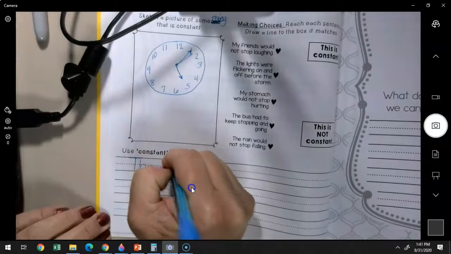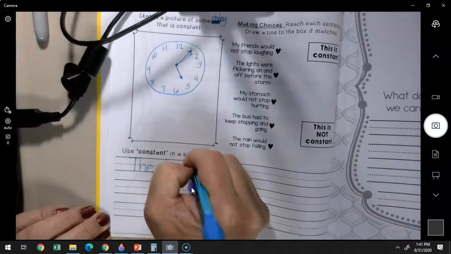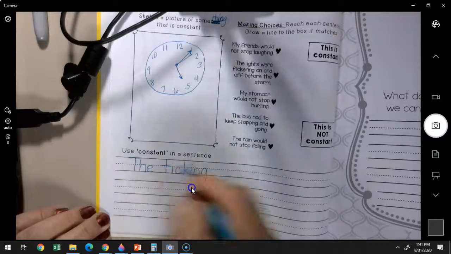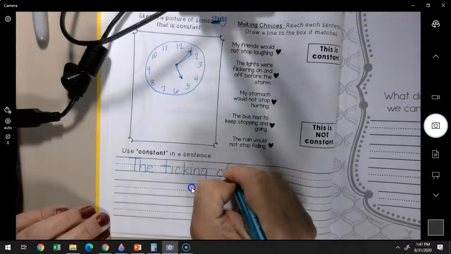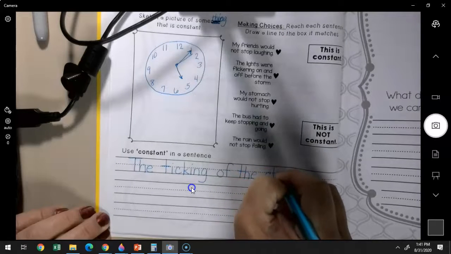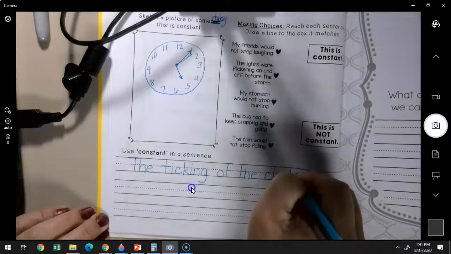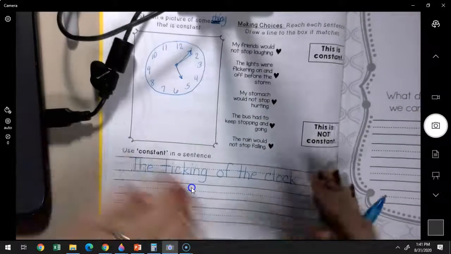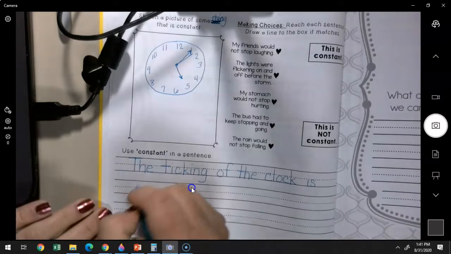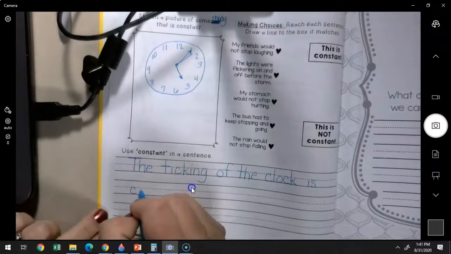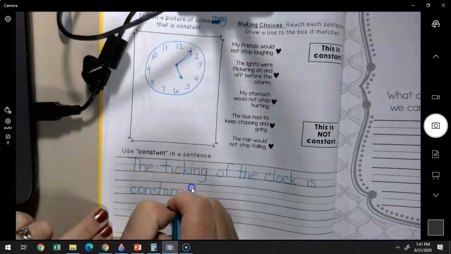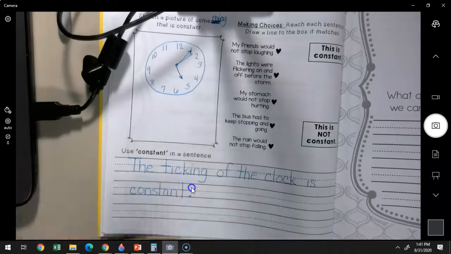The ticking, remember I'm going to touch every line, the ticking of the clock is constant. And I'm going to put my period.